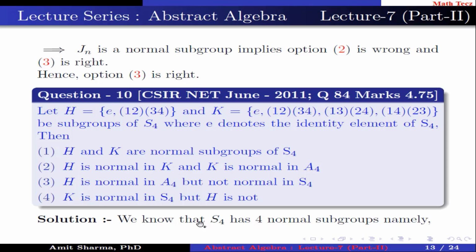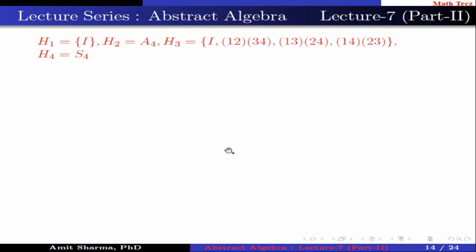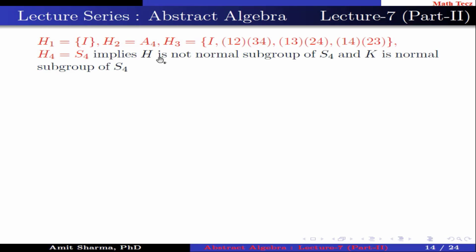We know that S4 has 4 normal subgroups, namely H1 equal to identity, H2 equal to A4, H3 containing the elements identity, (1 2)(3 4), (1 3)(2 4), (1 4)(2 3), and H4 equal to S4. This implies H is not a normal subgroup of S4 and K is a normal subgroup of S4. Implies option 1 is wrong and option 4 is right.